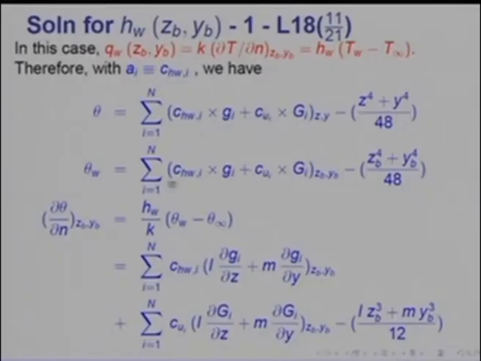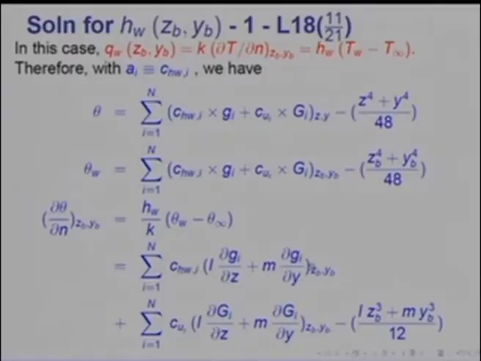Theta wall would be simply that, and dθ/dn = hw/k (θ wall − θ infinity) into CHWi [L ∂Gi/∂z + m ∂Gi/∂y] ZB/YB plus CUi, all this. This equation will now enable us to evaluate CHWi, as I show.